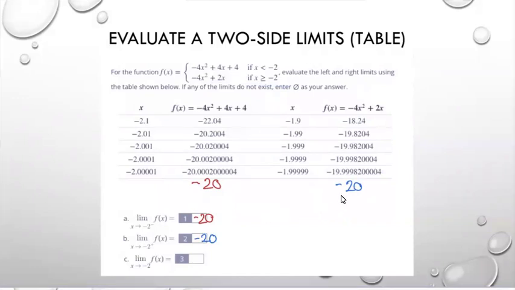So then here again for part C, A and B need to be the same. So we are approaching the same y value as we approach our function, our x value, from the right and from the left. And because that's the same, then we can say that the limit of the function as x approaches minus 2 is negative 20.